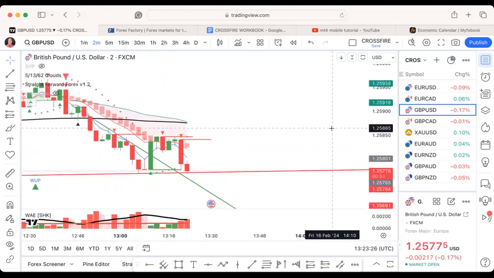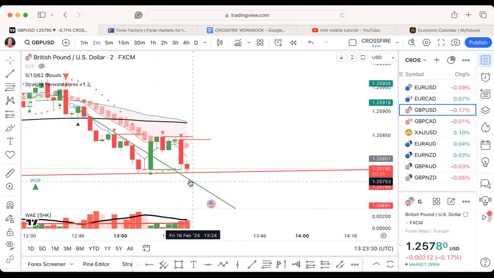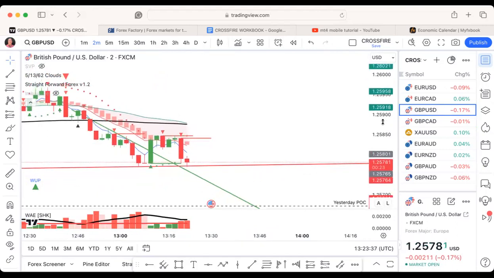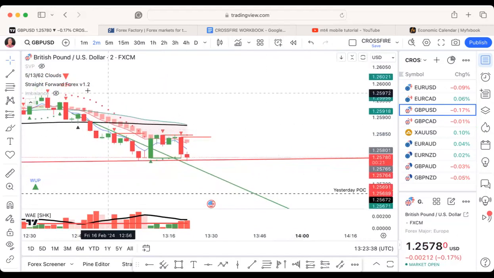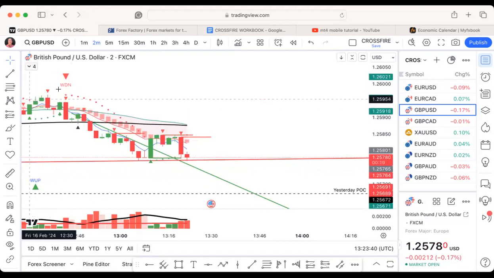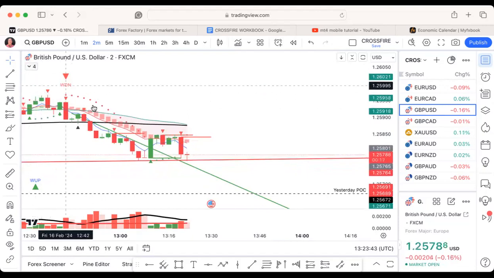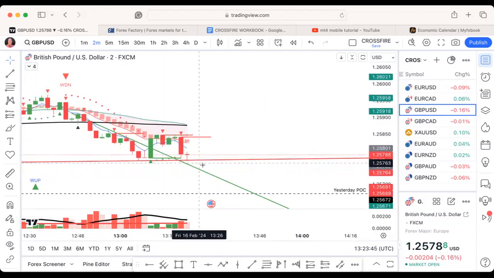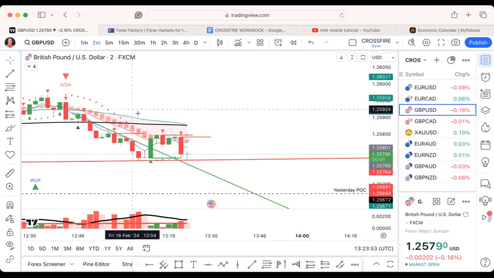Lost my lines. There we go. So we're above the green trend line. We should be looking for buys, but everything's contradicting a buy. If I take that off, we are in a wave down, but we haven't got past the red trend line. So I wouldn't get in for a sell and I wouldn't get in for a buy because we're still in a wave down.